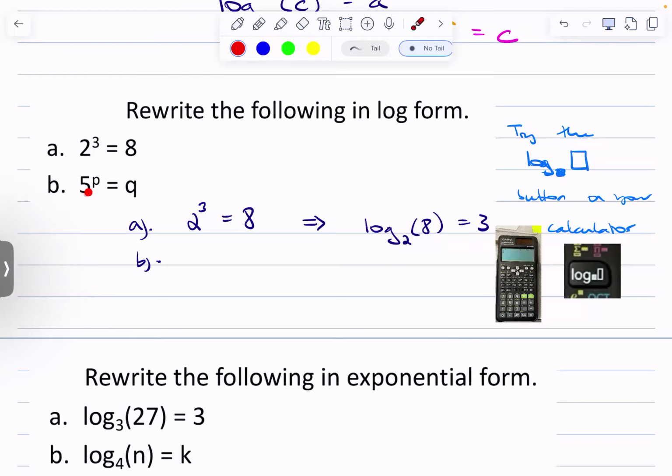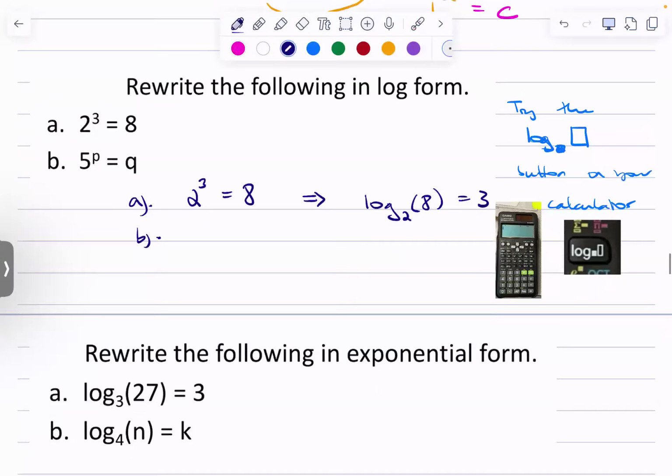What if we have 5 to the p is equal to q? And imagine this, not that hard to imagine, you want to solve for p maybe, right? And so how are we going to do that? Well, let's see here. 5 to the p is equal to q. Log base 5 of q is equal to p. Confirm 5 to the p is equal to q. Good. I'm happy with that.